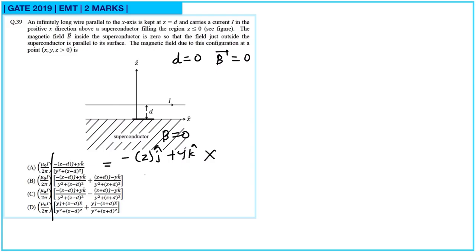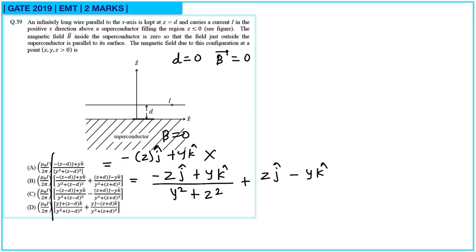For the second option, here we have minus z into j cap plus y k cap upon y square. If d is equal to 0, then this will be y square plus z square, plus z j cap minus y k cap upon y square plus z square. Now this will be equal to 0. So for option B, we are getting B equal to 0. So that is correct.